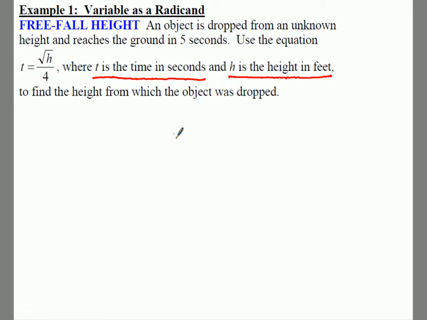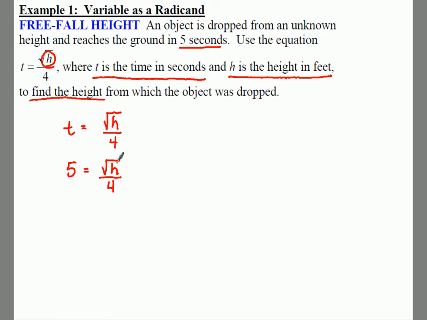So we are actually given t. We're trying to find our height. We're actually going to be solving for h here. If we start off with our formula, t equals the square root of h over 4, the time that we're given is 5 seconds. So we can plug that 5 into our equation for t. So 5 is equal to the square root of h all over 4, and we're going to solve this equation for h.